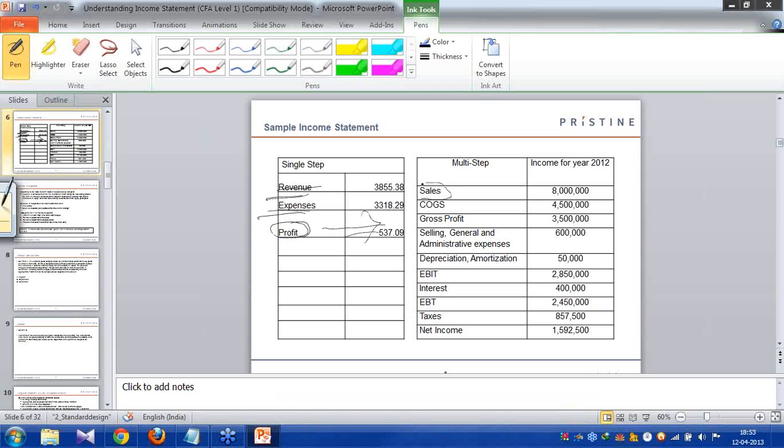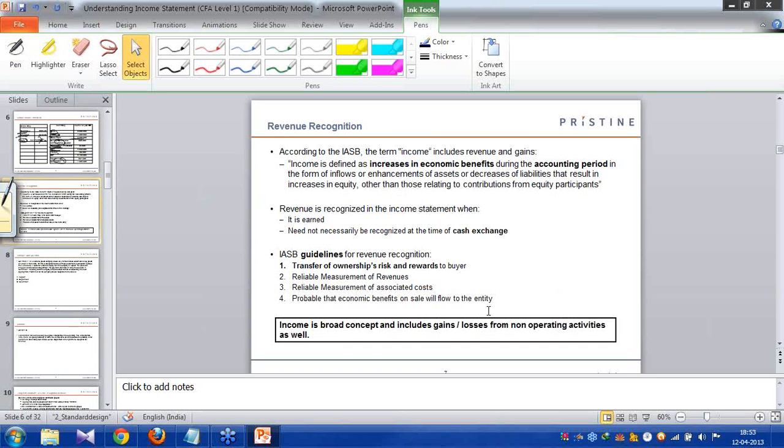In multi-step you proceed with the sales, you subtract the COGS to get the gross profit. COGS is the cost of goods sold, and then you subtract the selling and general administrative expenses to get EBIT. Depreciation is also subtracted. We'll see all these terms in detail later. The sales term, the cost of goods sold term, the inventory, the depreciation, everything will be explained in detail later. This is the earnings before interest and tax, or the operating income. Next we subtract the interest and the taxes to get the net income. So let's move on.